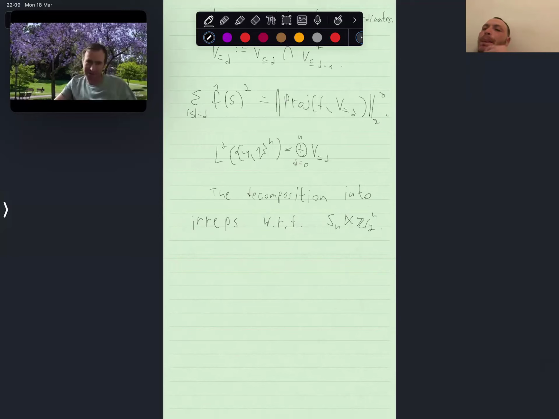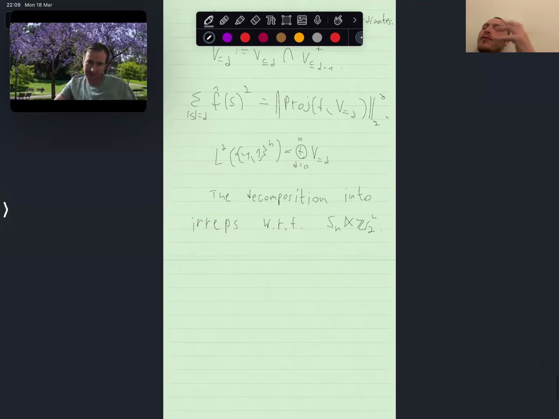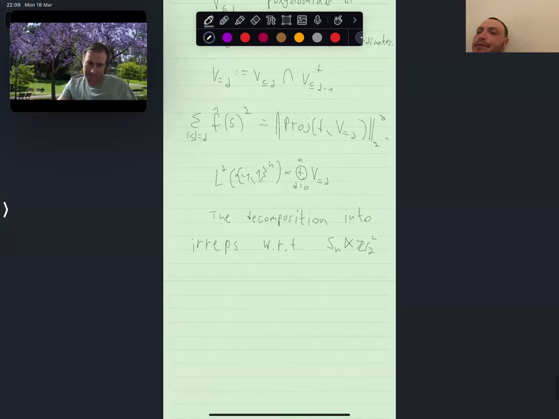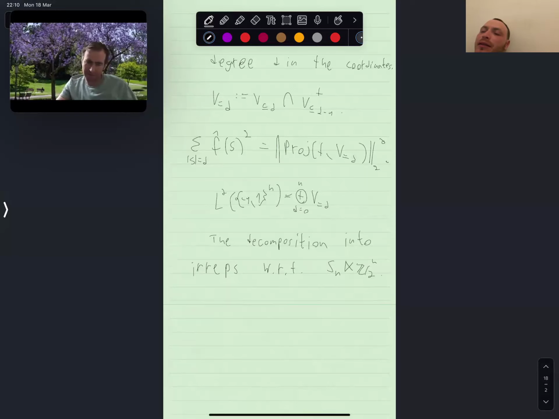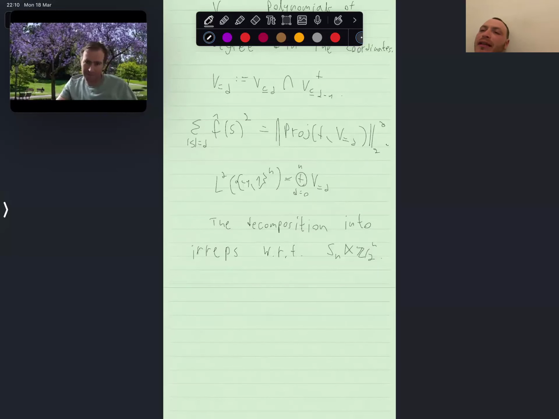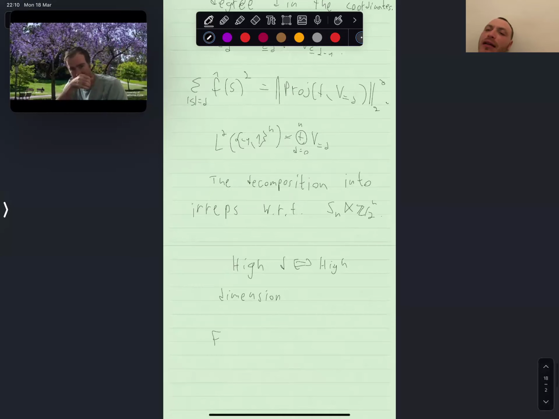And the noise operator commutes with it. Basically, it preserves the symmetries of the hypercube, and that explains why this is the spectral decomposition of the noise operator. So this also has a representation theoretic interpretation, and you get the same theme: high D corresponds to high dimension, but the Fourier mass is on the high D.